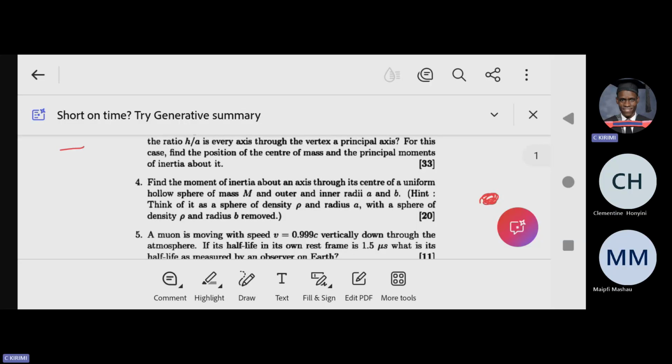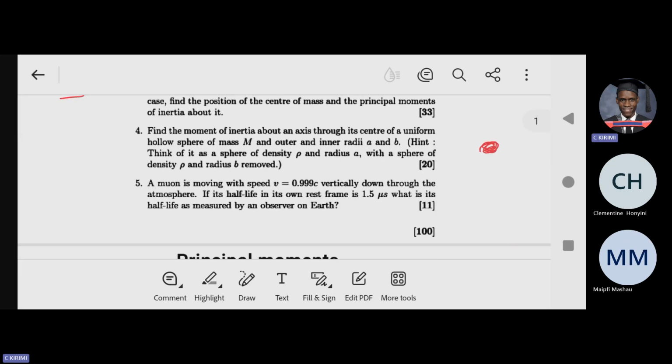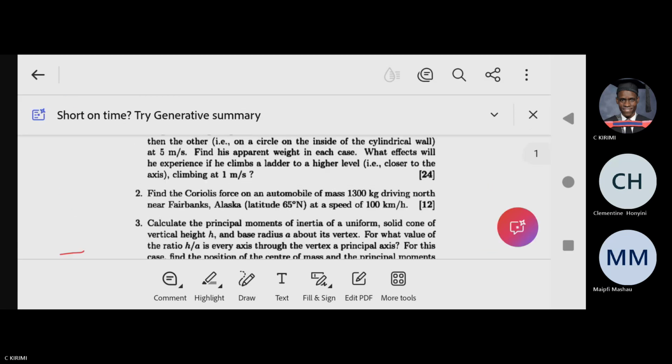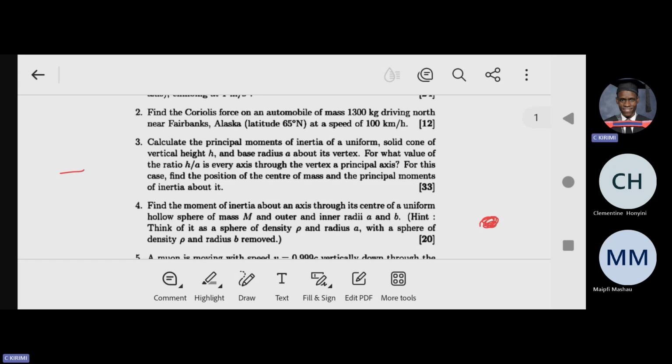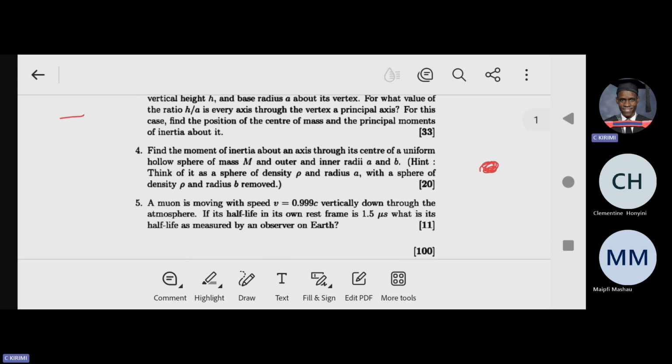So if we manage to finish this one, we'll be left with 2, isn't it? 4 and 5. We'll be left with 4 and 5. Did we do 4 and 5? No, we didn't. We only did 1 and 2, isn't it? Okay.